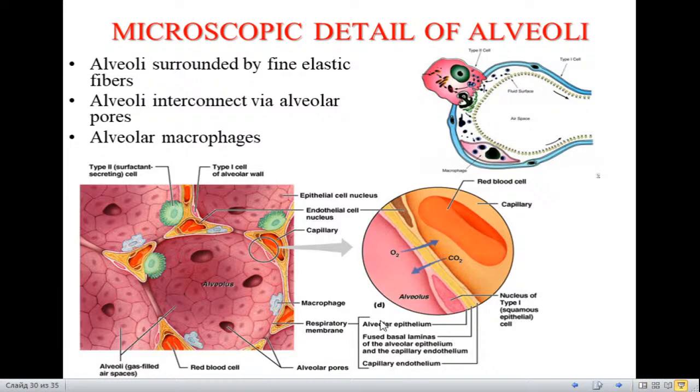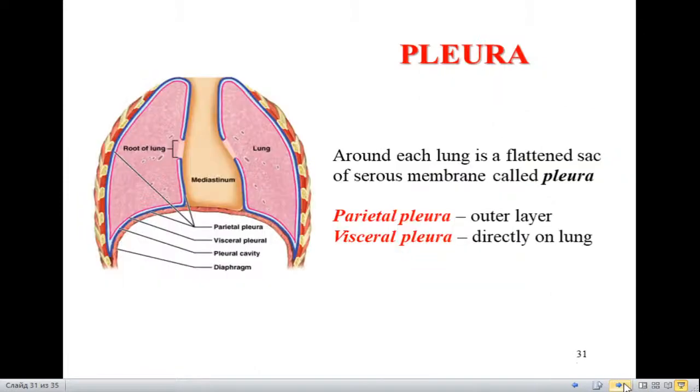So air-gas barrier, surfactant, you have to remember about it. So pleura is the serous layer of the lung. It consists of parietal and visceral layers.